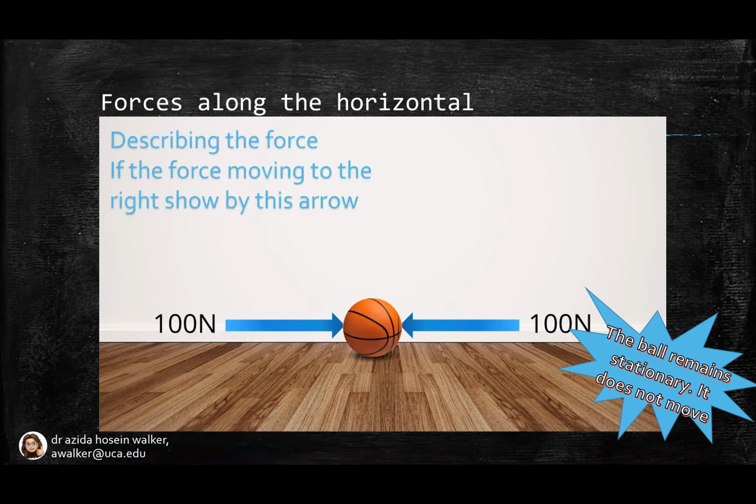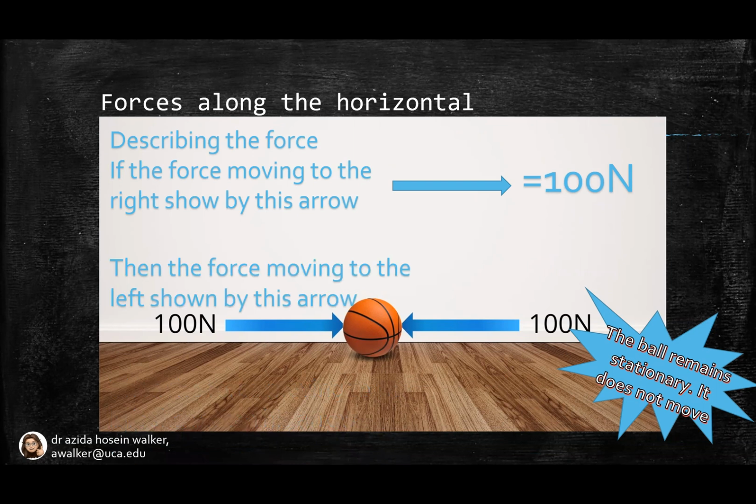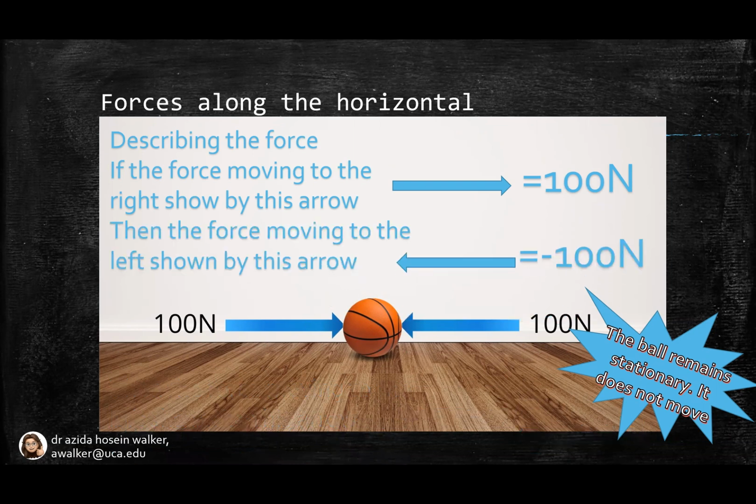Let us describe the force moving to the right, that arrow with 100 newtons is shown, and the force that's moving to the left, which is the arrow that's pointing in the opposite direction, let's give that a value of negative 100 newtons. We do that to represent a difference in the direction.